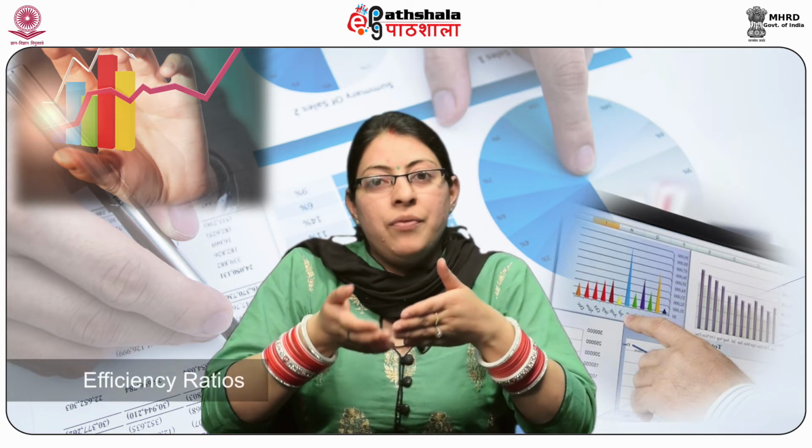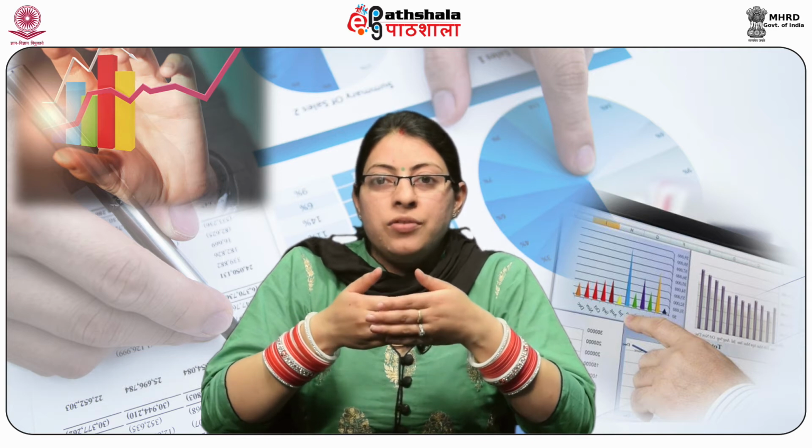Classifications of ratio. Analysis of short-term financial position. There are two types of ratio. Liquidity ratio: under liquidity ratios, we calculate current ratio, liquid ratio or quick ratio, absolute liquid ratio, interval measure or defense interval ratio. Efficiency ratios: inventory stock turnover ratio, debtors turnover ratio, creditors turnover ratio, working capital turnover ratio.